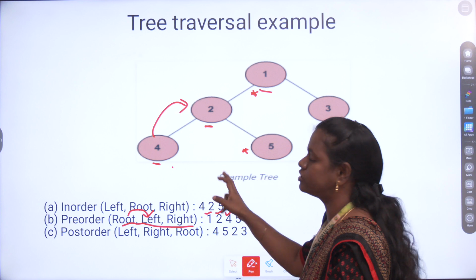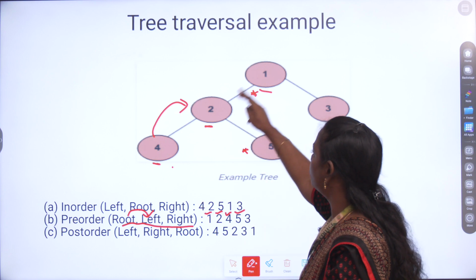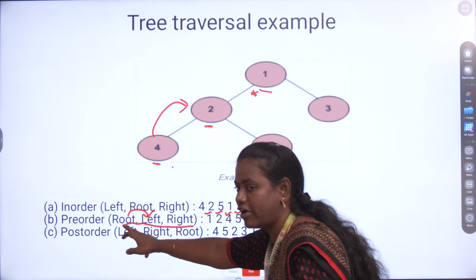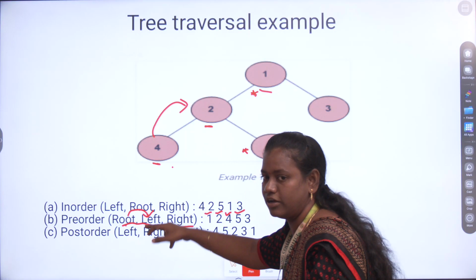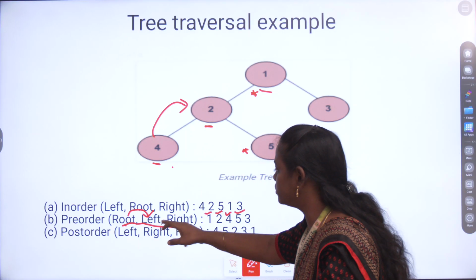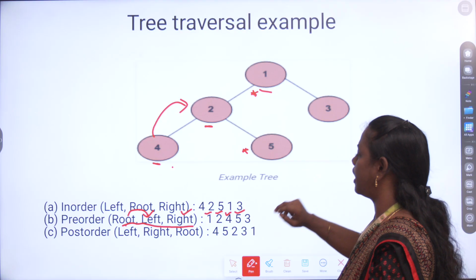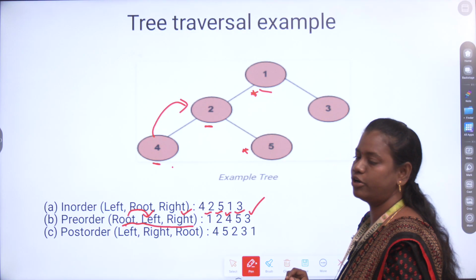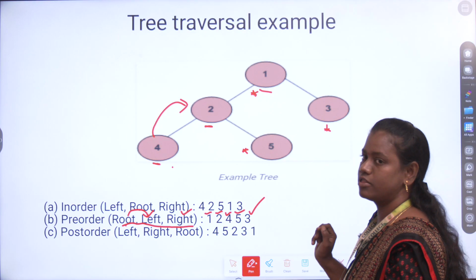After visiting all the nodes in the left subtree, I need to move to the right side, because we have visited root, left. In the left side I have completed all the nodes and then I need to move to the right side. In right I have 3. So I am going to visit the node 3. This is your pre-order.